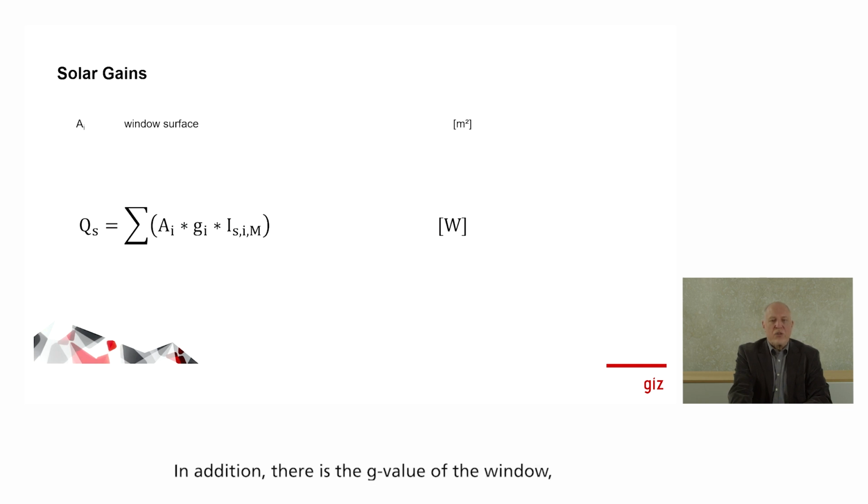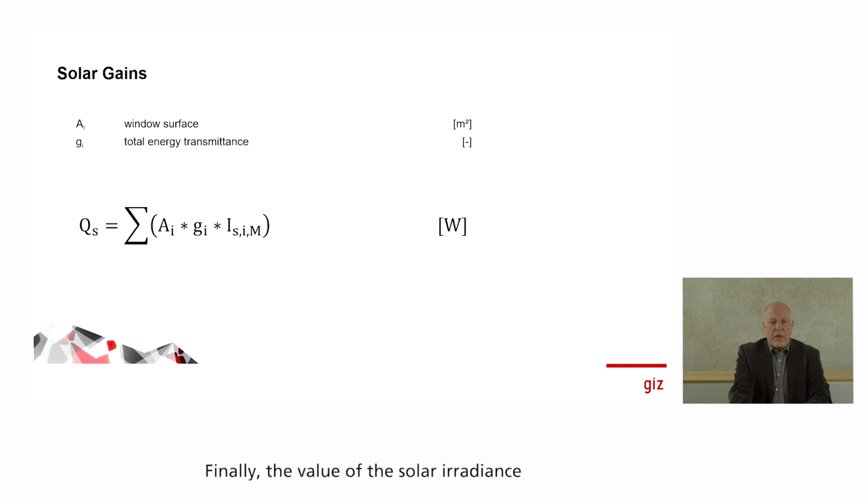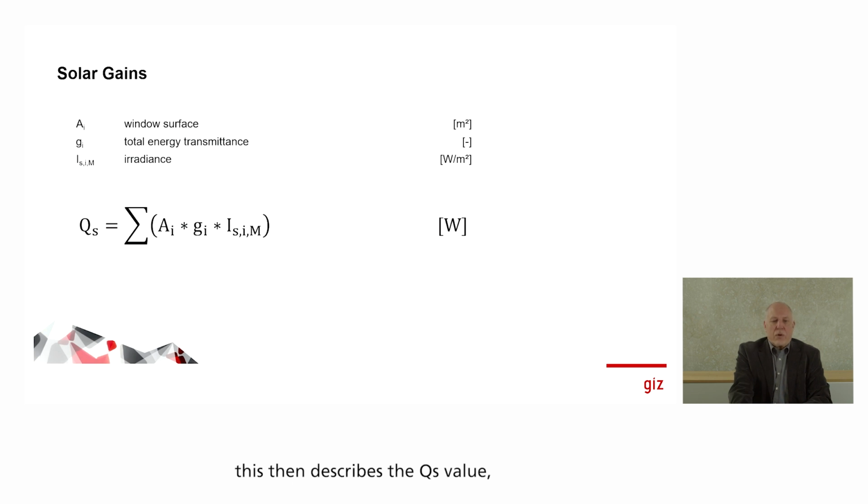In addition, there is the g value of the window, which is unitless and in short describes the total transmission of energy through the window. This was also described in the previous module 5.2. Finally, the value of the solar irradiance, I, is multiplied with the unit watt per square meter. If this calculation is carried out for each window and added to the total sum, this then describes the QS value, which means the total solar irradiance.